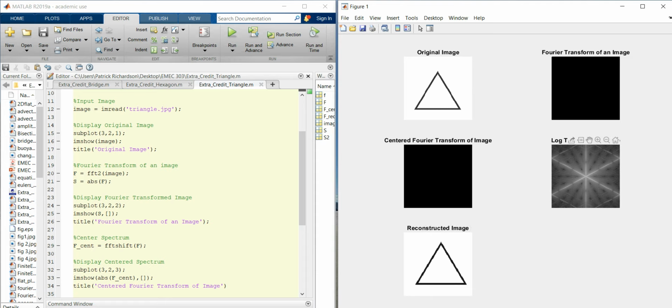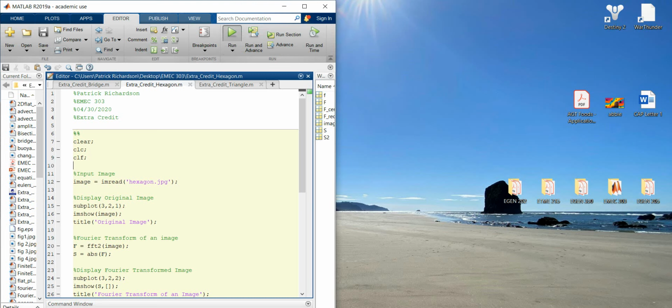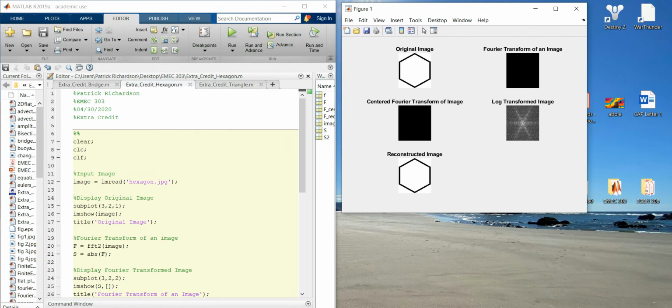So going back to the log of the transformed Fourier image, we have the 3 lines representing the 3 different edges in the picture, with the horizontal being this one, this negative slope being this one, and this positive slope being this one. So we're going to look at some different shapes. X out of here, and then here's one of a hexagon.